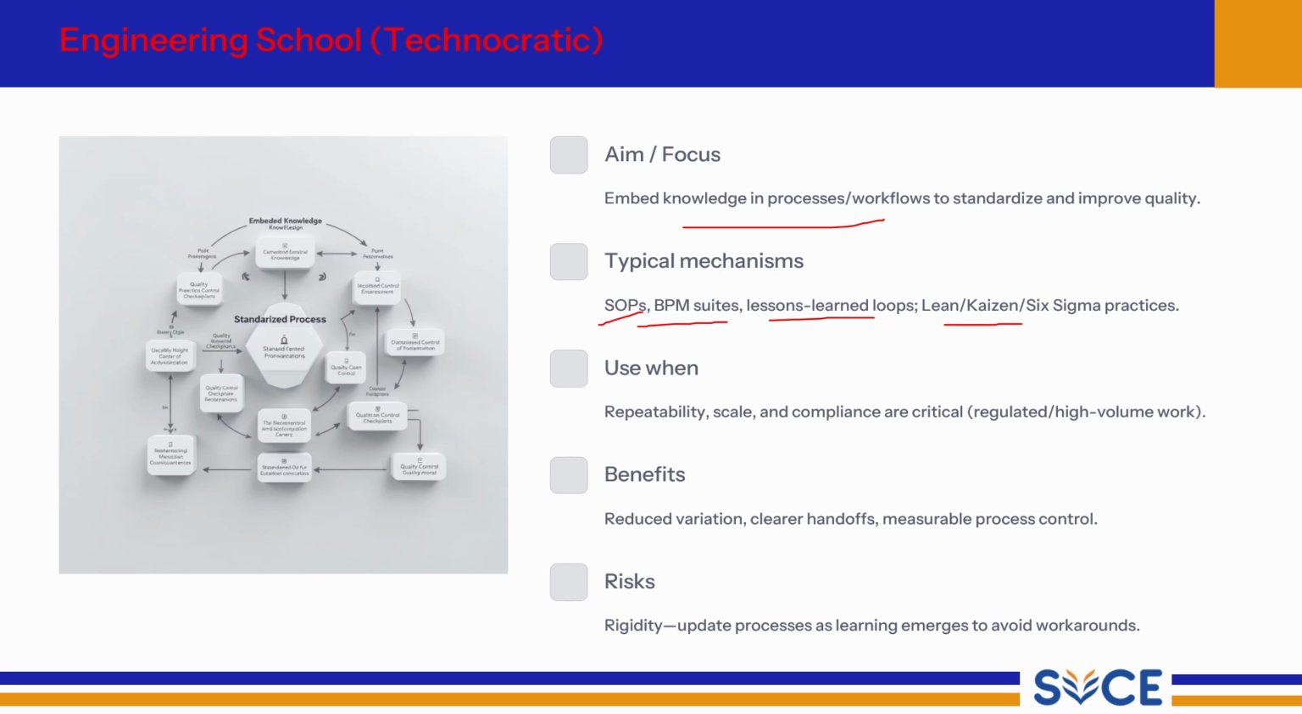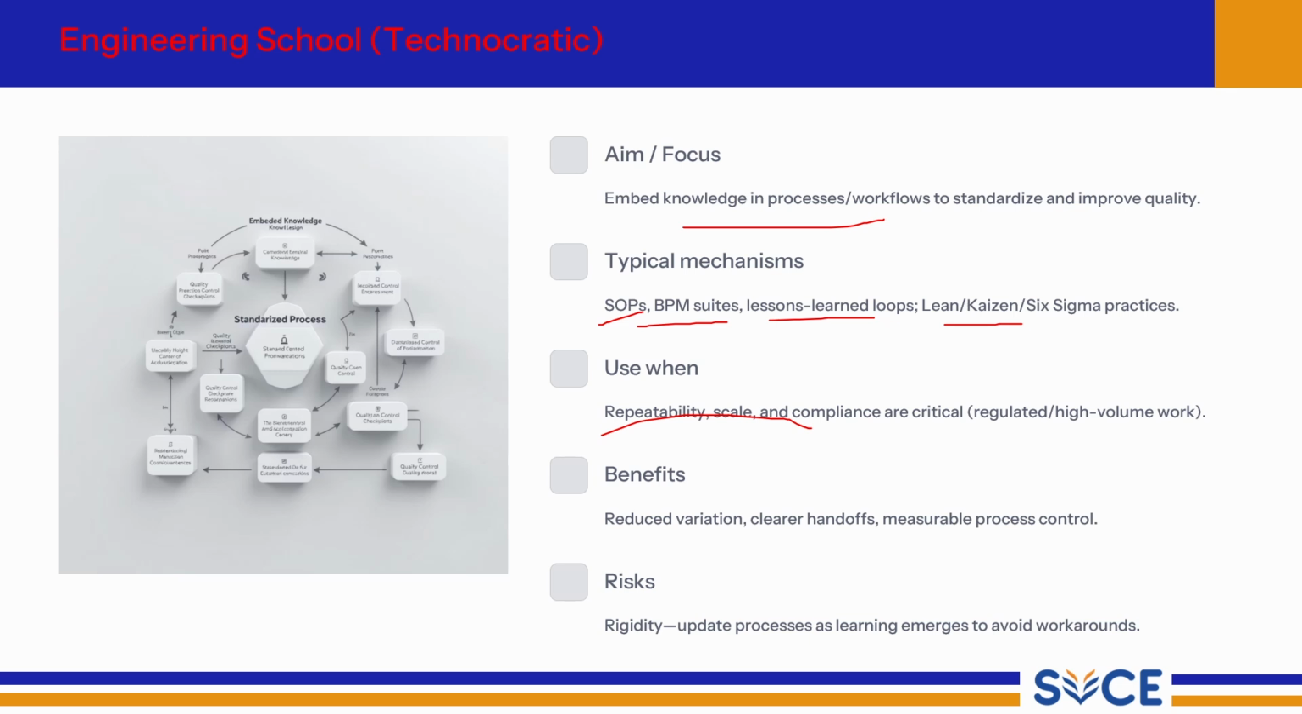And when are we going to use it? When repeatability, scale and compliance are critical, that is, regulated or high-volume work. This approach is best in regulated or high-volume environments like pharma, manufacturing or banking, where repeatability and compliance are essential. It's the best for industries where mistakes are costly.